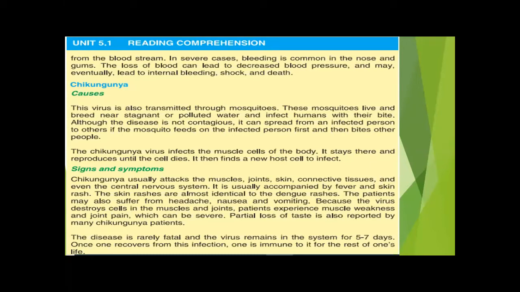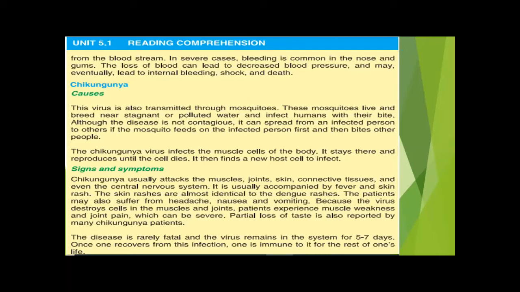The most common symptoms are fever and joint pain. Other symptoms may include headache, muscle pain, joint swelling, and skin rash. Chikungunya disease does not often result in death, but the symptoms can be severe and disabling. Most patients feel better within a week, but in some people, the joint pain may persist for months.